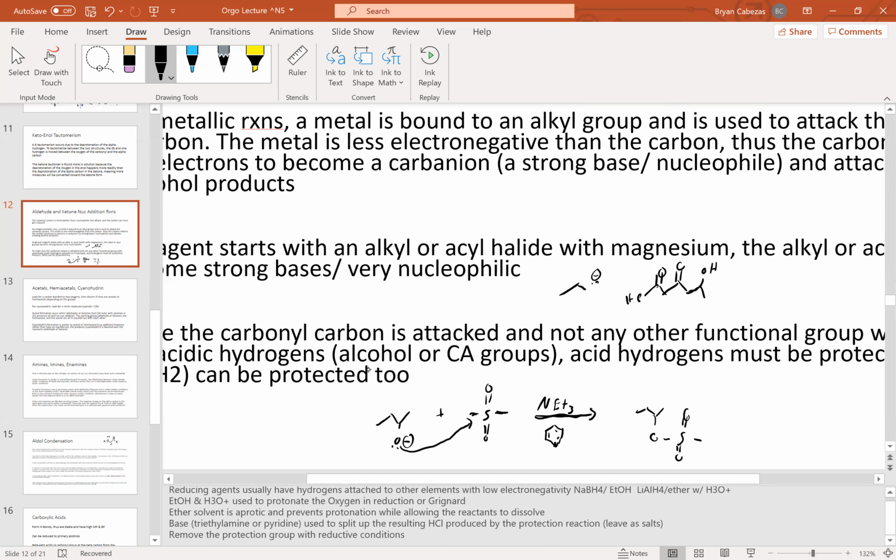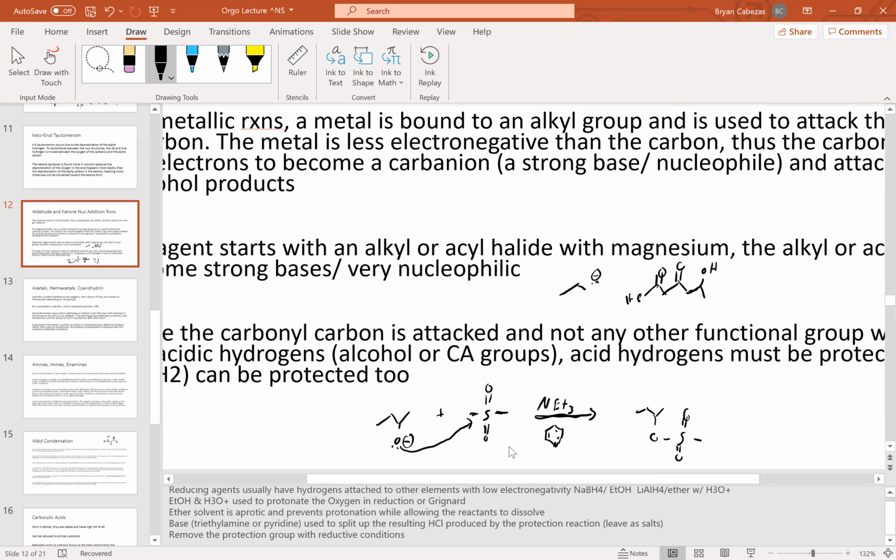Right, and so then we can have our Grignard reagent come in and react, do its thing, and then we just have to remove the protecting group with a reducing condition.